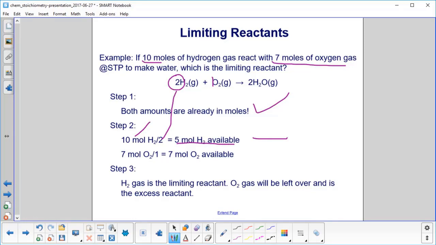Then we go to oxygen. We start with 7 moles, and we take that 1 down. 7 divided by 1, 7. So there's 7 moles of oxygen. So hydrogen gas is the limiting reactant. Oxygen gas will be left over, and we're going to call that the excess reactant.